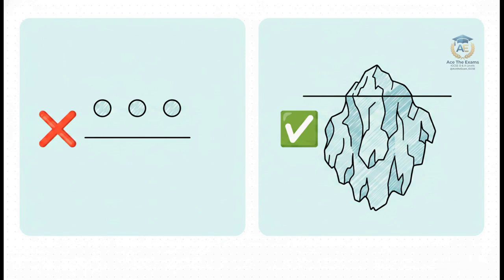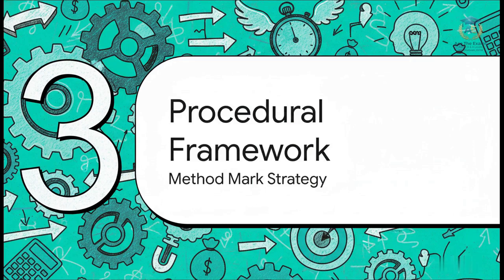You aren't just stating the rule. You are definitively proving why the rule exists and how it affects the stakeholders. Let's jump into Section 3, the procedural framework. This is where we talk about the method mark strategy.